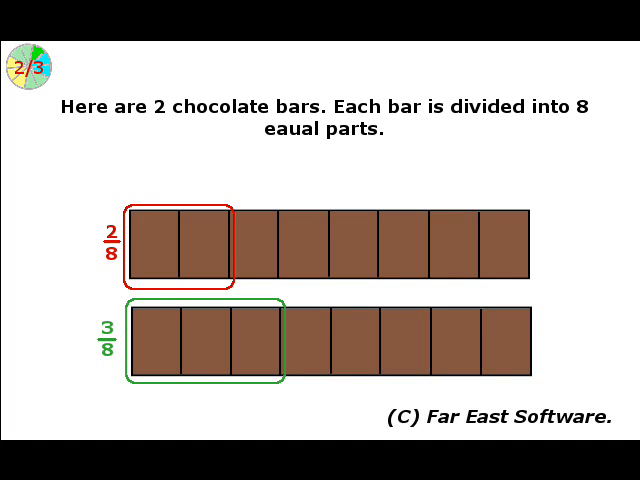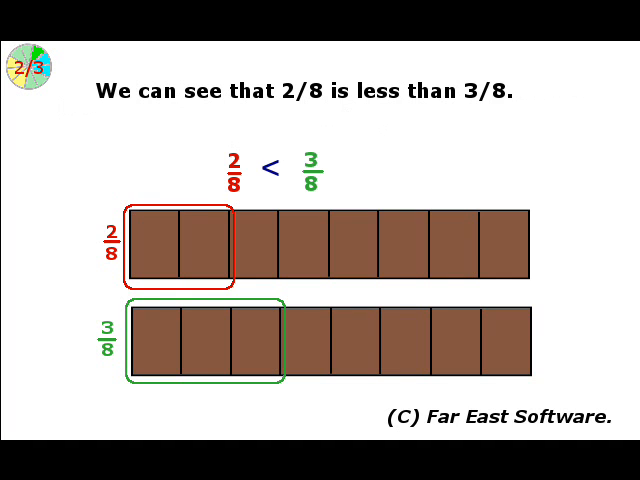Now, if we take two parts of the top bar and compare them with 3 parts of the bottom bar, we can see that the fraction 2 by 8 is less than the fraction 3 by 8. And using the mathematical notation, we would write the fractions with the less than sign between the two of them. Let us now take a final example.